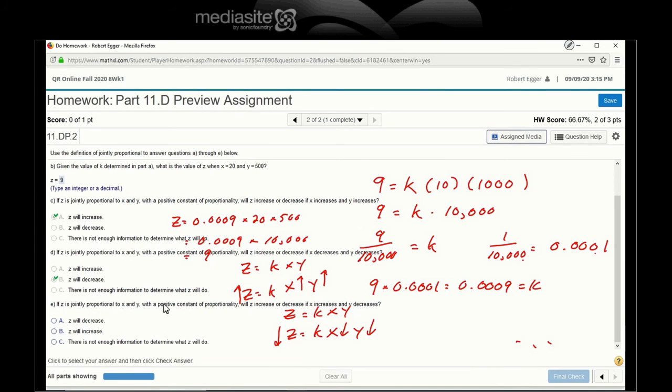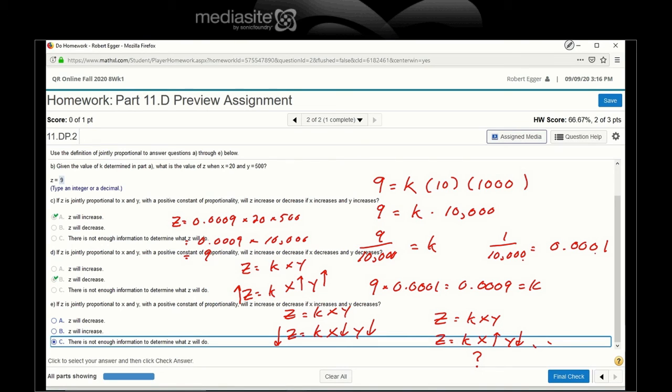And last but not least, with the positive constant of proportionality, would z increase or decrease if x increases and y decreases? So here's our constant of proportionality. What would z do if x goes up and y goes down? Question mark. Depends. Does x go up a lot and y goes down little, or vice versa?